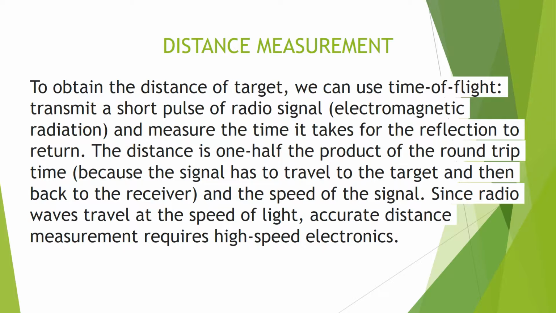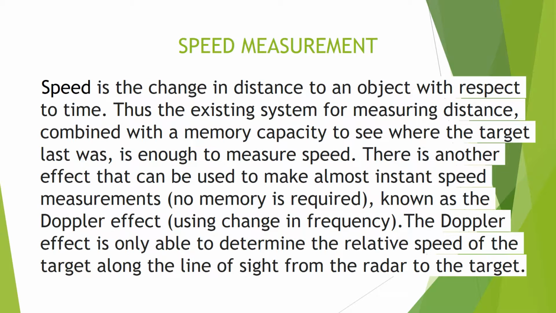The distance is one half of the product of the round trip time and the speed of the signal. Speed measurement. Since speed is the change in distance with respect to time, the existing system for measuring distance combined with the memory capacity to see where the target last was is enough to measure speed. Another effect that can be used to make almost instant speed measurement is the Doppler effect. The Doppler effect is only able to determine the relative speed of the target along the line of sight.